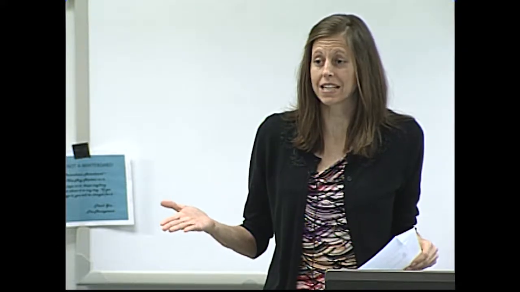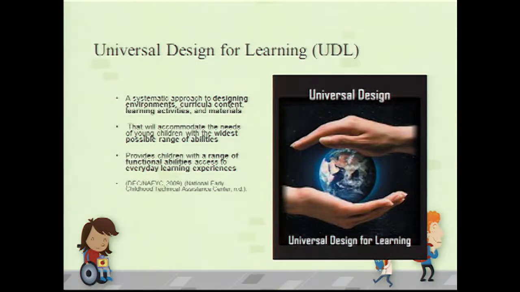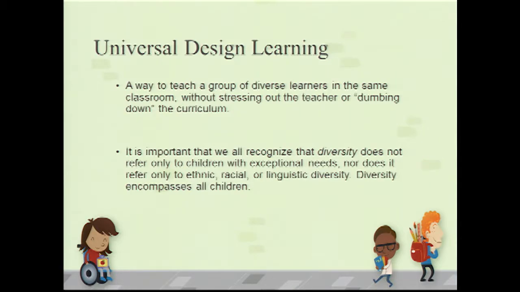So we're going to just walk you through one of the communities of practice activities that the group embarked on, and that's going to be this UDL. But quickly, for those who haven't run by the definition lately: a systematic approach to designing environments, curricular content, learning activities and materials that will accommodate the needs of young children with the widest possible range of abilities. This is our goal with implementation. It provides children with a range of functional abilities access to everyday learning environments. And it's a way to teach a group of diverse learners in the same classroom without, as we always casually say, stressing out the teacher or dumbing down the curriculum.